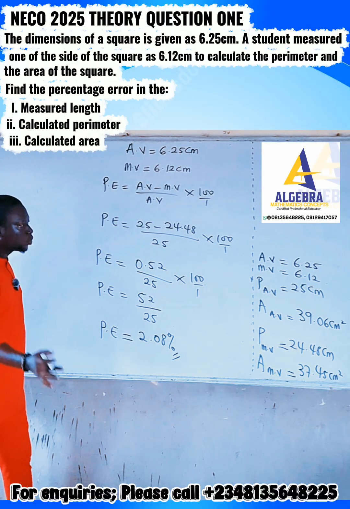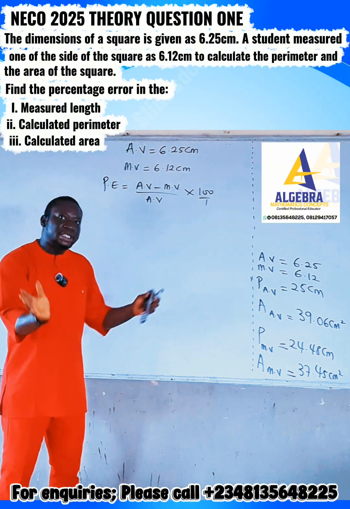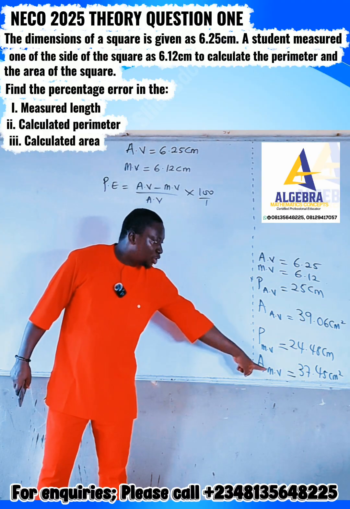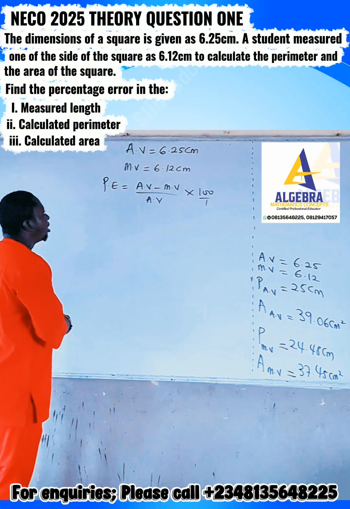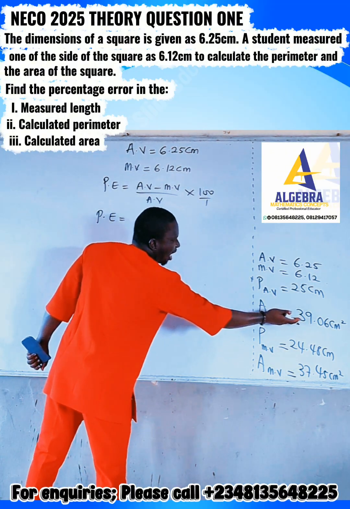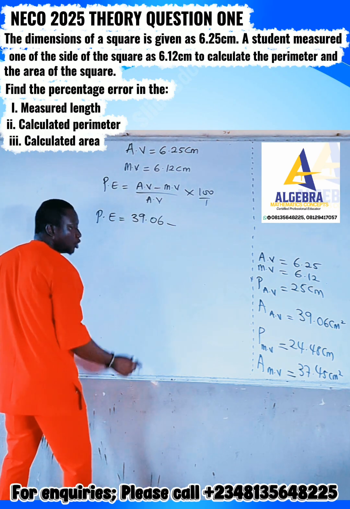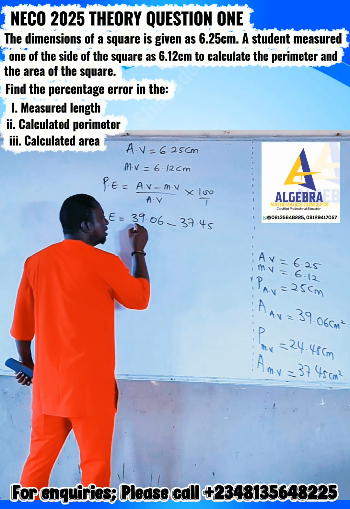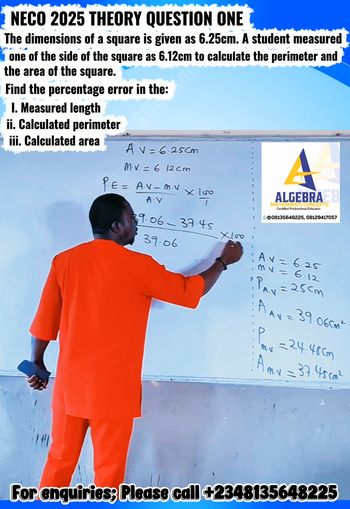Now the next one is the percentage error in the area. This is the actual value for the area, and this is the measured value for the area. I'm using these two now to solve. Percentage error, I will substitute actual value 39.06 minus measured value 37.45, then divide by 39.06, times 100 over 1.